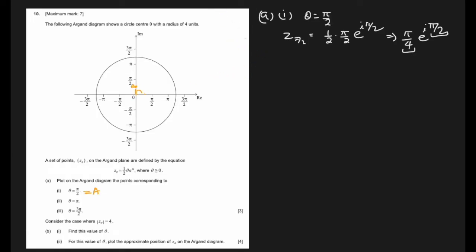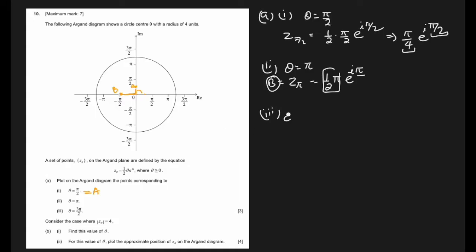Okay, let's go to the second one, theta equal to pi. So z pi, which I will denote by B, will be half pi e to the power i pi. So the modulus is pi by 2, but in the direction of pi. This is the modulus pi by 2 till here, and the argument is pi. So this is B.